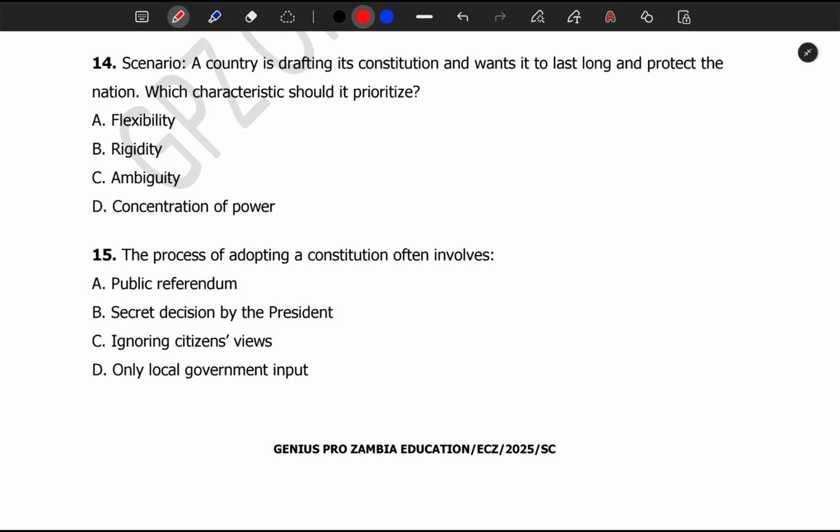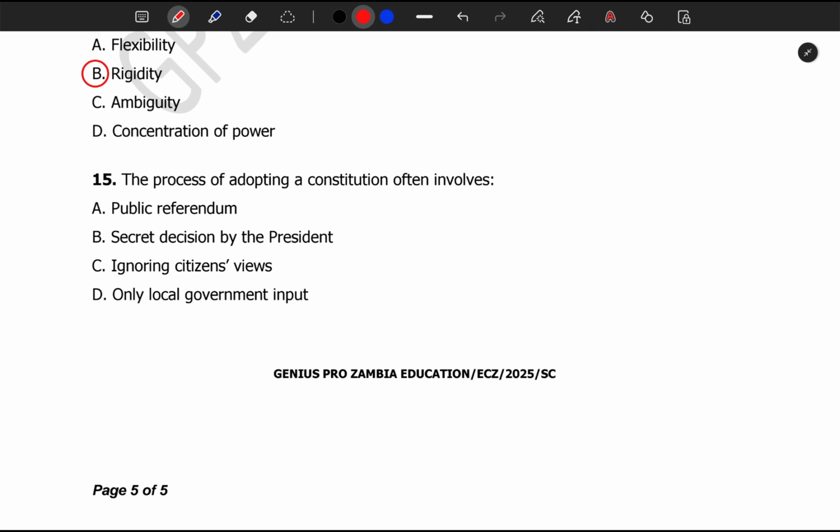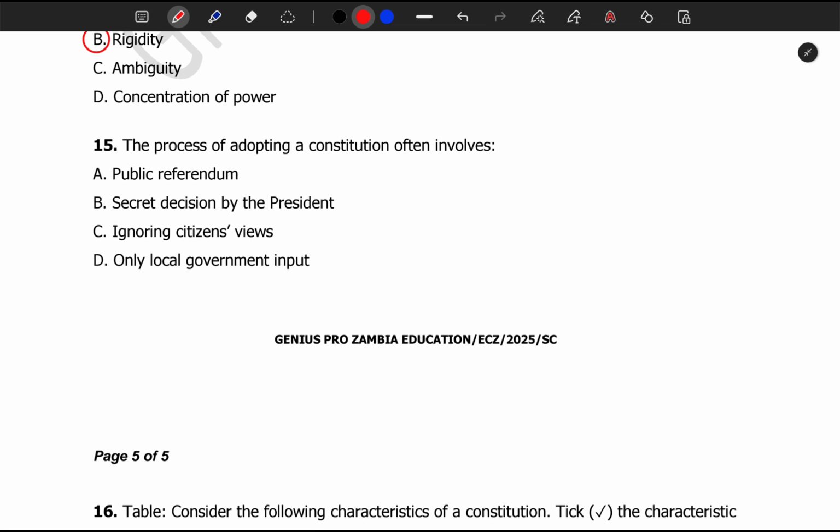Now, I'm going to explain why it should prioritize rigidity. A constitution that cannot easily be amended or changed ensures that the constitution is very stable and also very protected. Keep that in mind. The process of adopting a constitution often involves, I think we've talked about this one, public referendum. Public referendum is like you consult the public on what you want to be there.